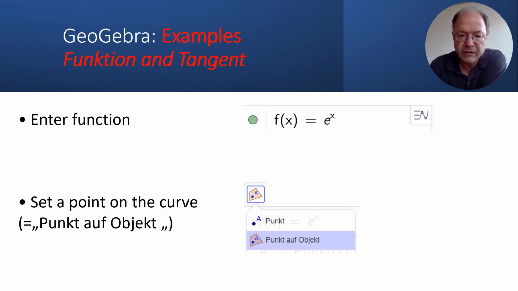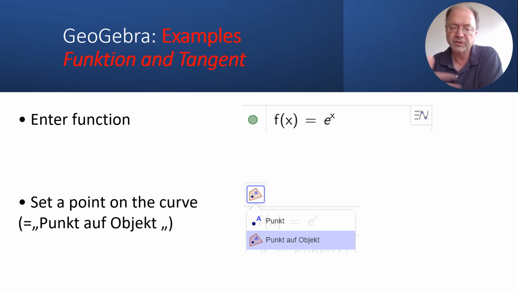So you enter the function just in the command section, f of x equals e to the x. Afterwards you get the curve. It writes down the curve. You take your mouse, you make a point on object, Punkt auf Objekt, point on object, and click to the curve and click to some point. To set a point on the object, you can later on change the position of the point with this arrow sign, with the moving.